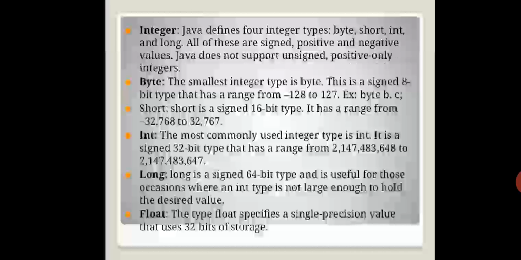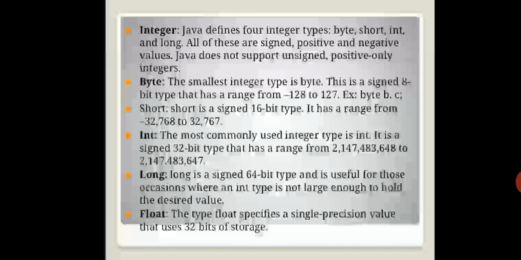The next point is byte. The smallest integer type is byte. You have to remember this. If the question is what is the smallest data type available in Java, you should go for the answer byte. This is a signed 8-bit type that has a range from -128 to 127. They have given an example of how to declare the byte data type along with the variables. So b and c will have the data type byte. That means b and c can store values with 8 bits. The size will be 8 bits.